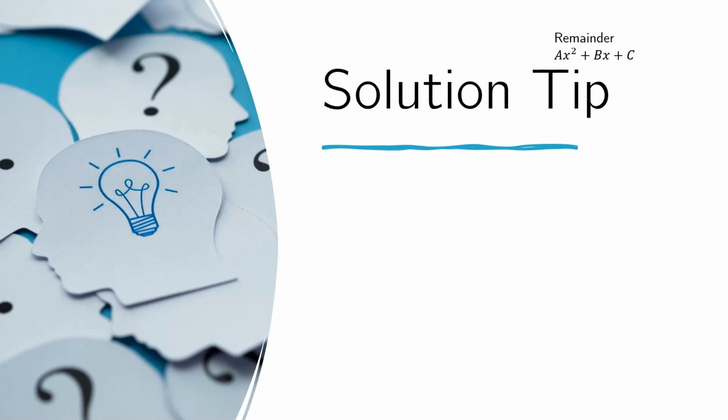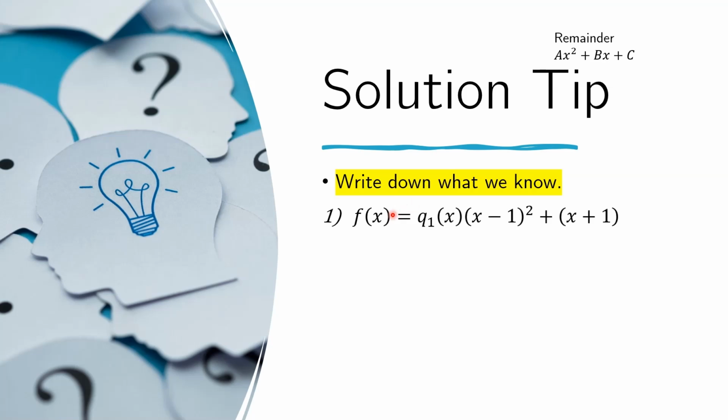As is usually the case, it would be best to first write down what we know. And the first condition given in the problem is that f of x, when divided by x minus 1 squared, gives a remainder of x plus 1. So it's written this way. So f of x, and then there's some quotient. We don't have to know this function, but we just write it down as q sub 1 of x, and multiply it with the divisor here, and we get this remainder. So that's from the problem.